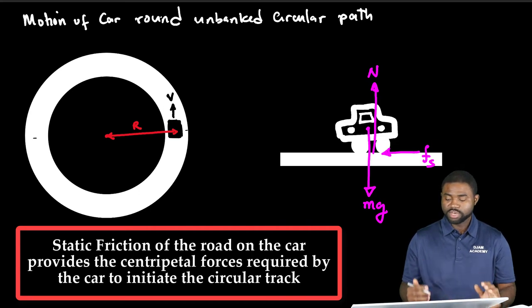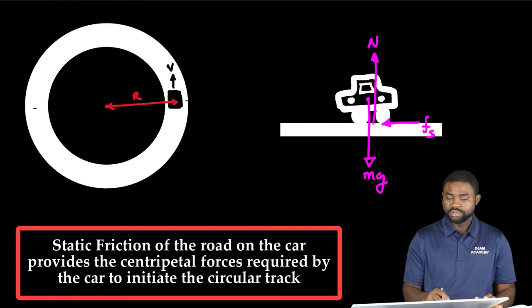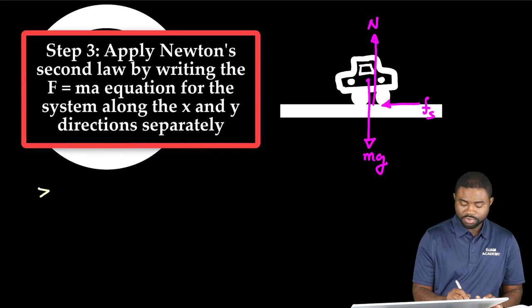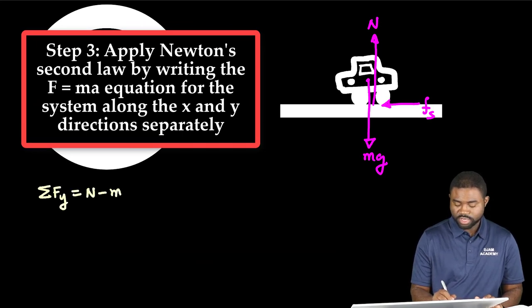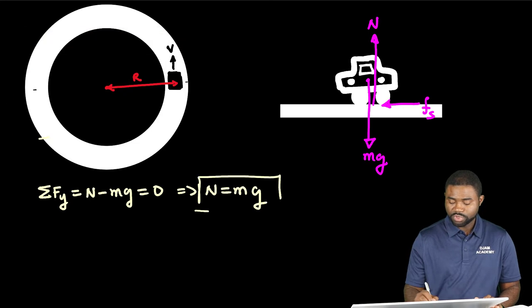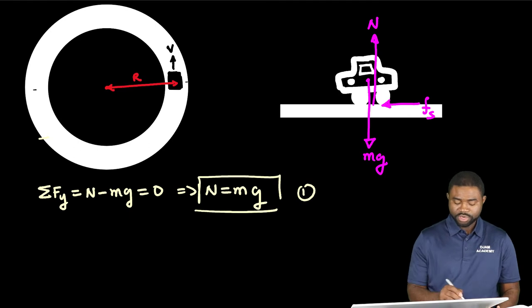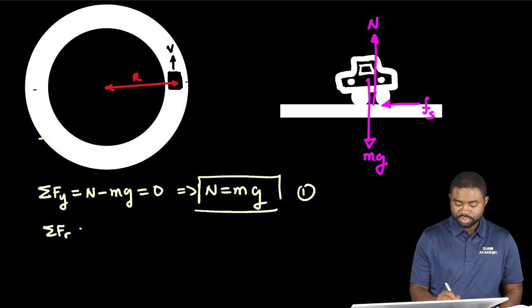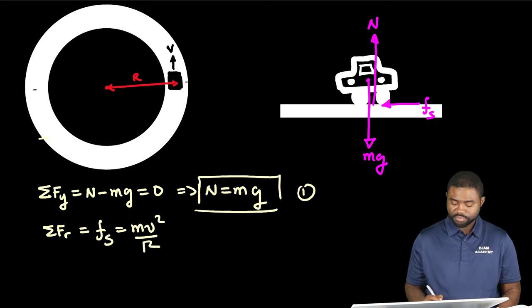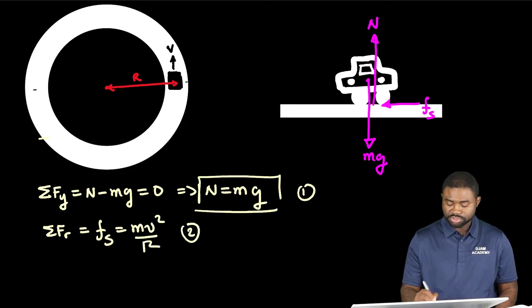So the next thing we have to do is apply Newton's second law for both cases. We know that the sum of forces in the y direction is equal to N minus mg, and this is equal to zero. This implies that N is equal to mg. Let's call this equation 1. Similarly, in the centripetal direction, F_r is equal to F_s, which is just going to be mv squared divided by r. Let's call this equation 2.